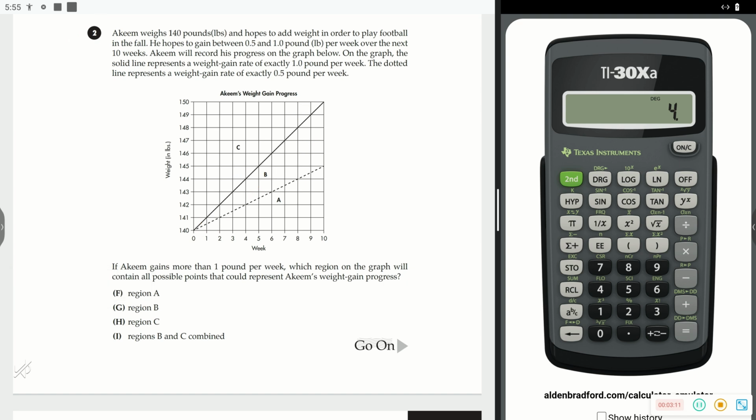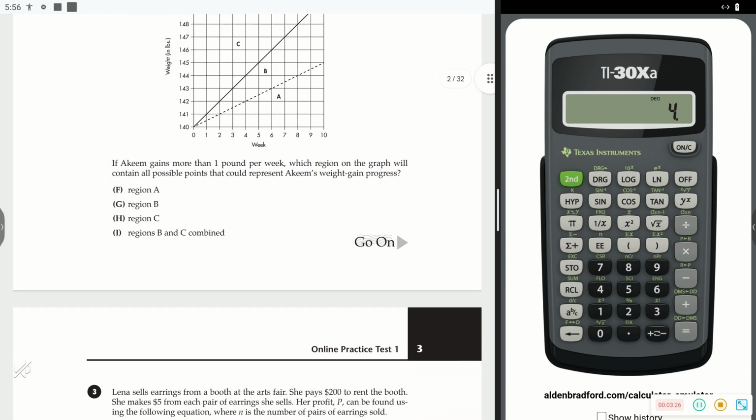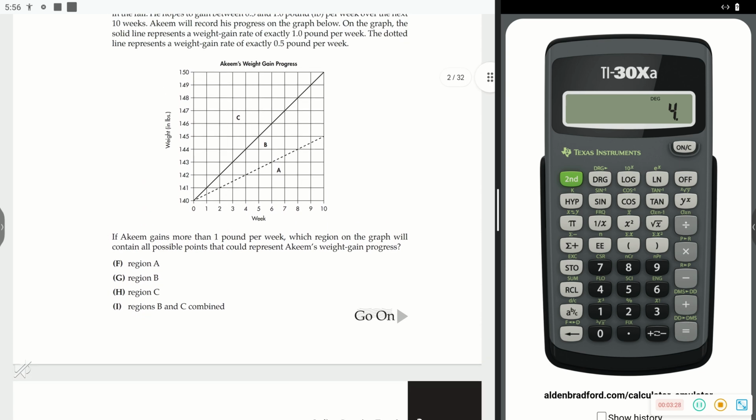And then the dotted line represents the weight gain of exactly 0.5 pounds per week. So this one was the 0.5, and the solid line was 1 pound. So we'll read the question. It says, if Akeem gains more than 1 pound per week, which region of the graph will contain all the possible points that could represent Akeem's weight gain process?